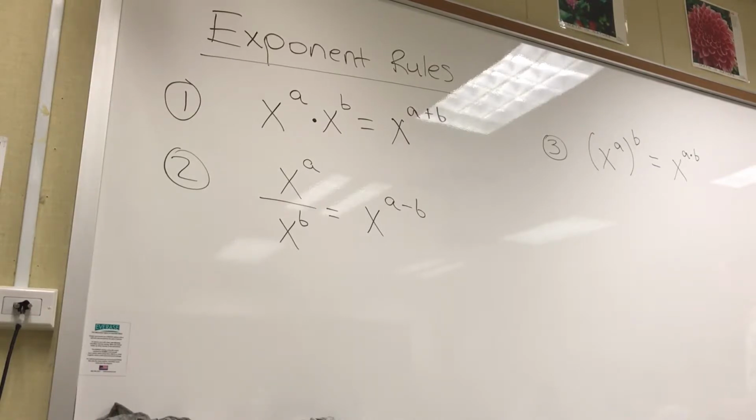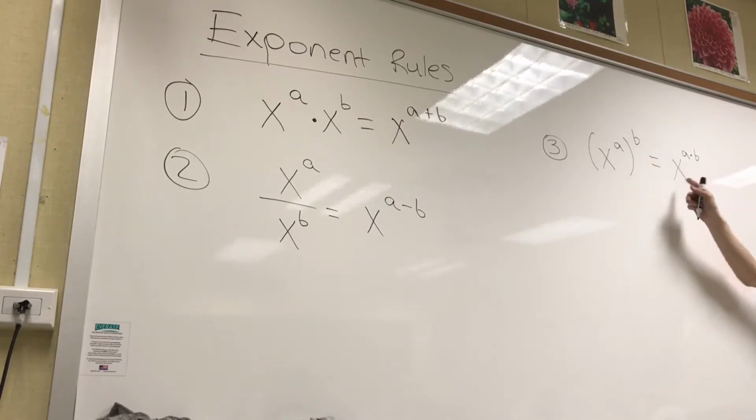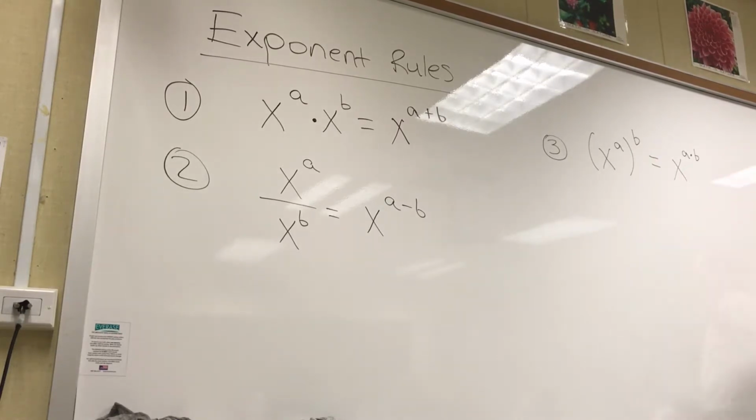Let's say a is a number, b is a number. If it's just two exponents, like this is 2 and this is 3, you would get x to the 2 times 3, which is 6. So the whole number stays the same. Yeah, we'll do a couple examples like that.